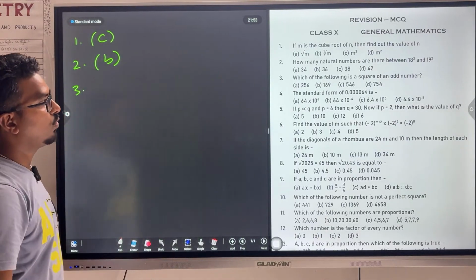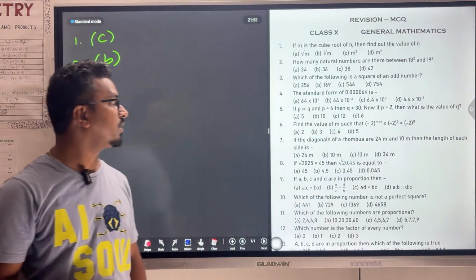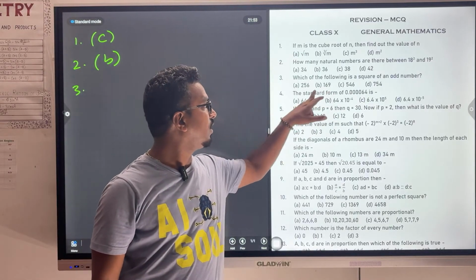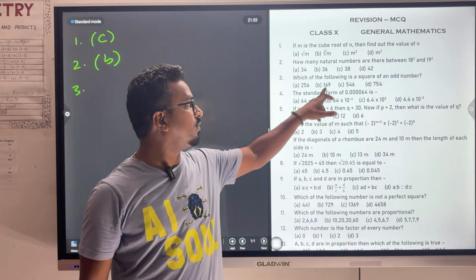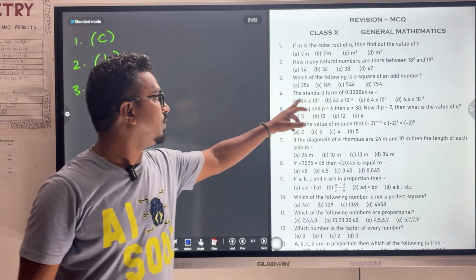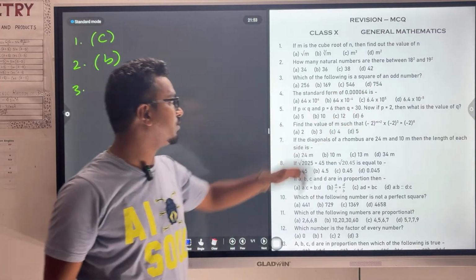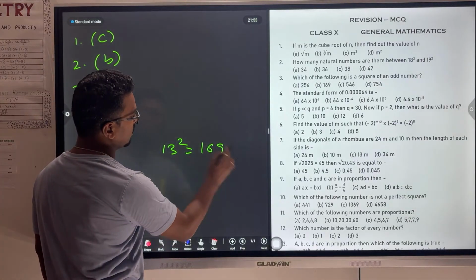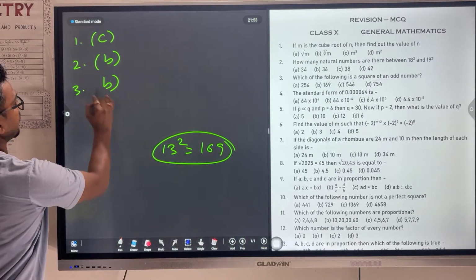Next we have, which of the following is a square of an odd number? Odd number. The odd number here is 169. So the square of an odd number will become 169. So which of the following is a square of an odd number? 13 square is 169. So the answer is option B.